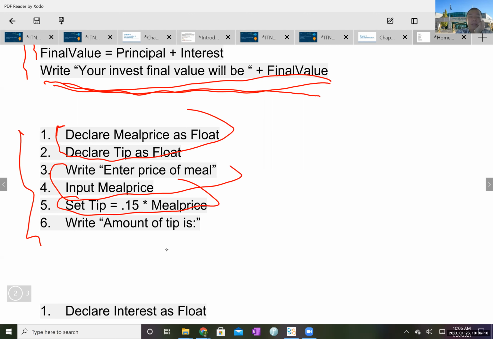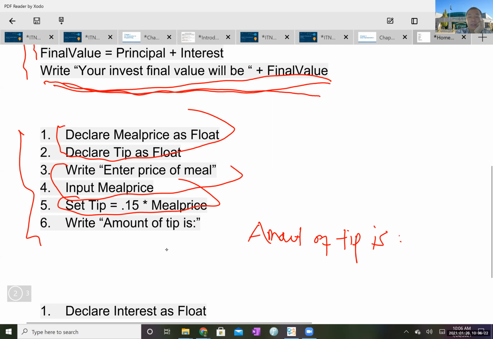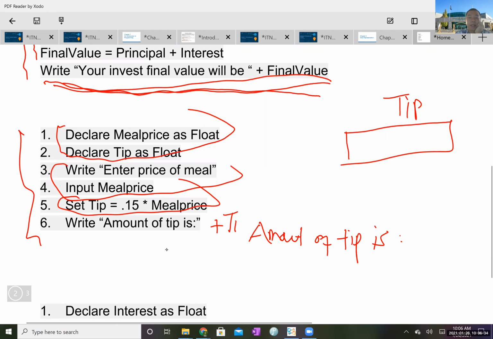The output here is when you have everything in the text in the double quote mark here, actually is the print out amount of tip is. That's all, right? You have nothing left. Yeah, so actually in order to print out the value of the tip here, you have to put the variable tip here, right? That's the thing.